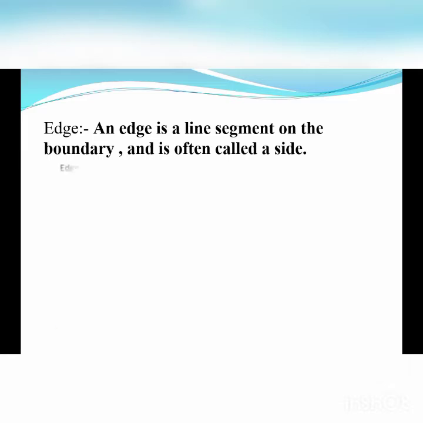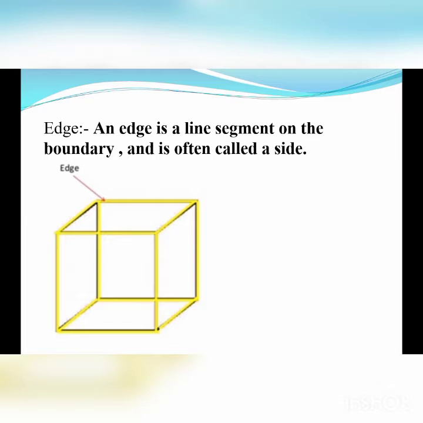Here we have the picture of a cube. Yellow colored lines represent the edges. Now you can see there are 12 edges in a cube. 4 on the top, 4 on the bottom, 2 on the left hand side and 2 on the right hand side. Am I right? Yes.